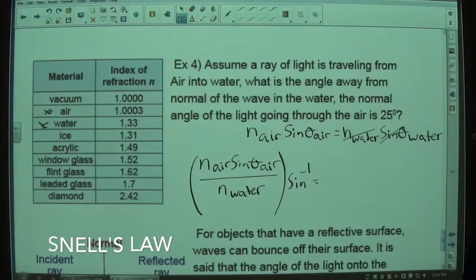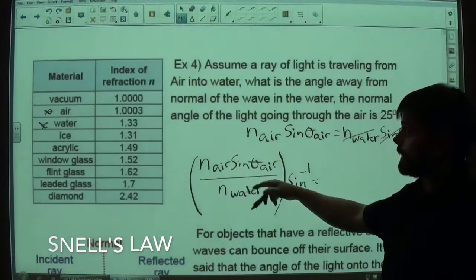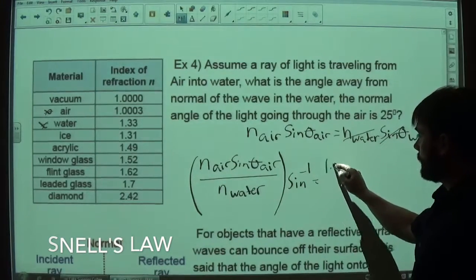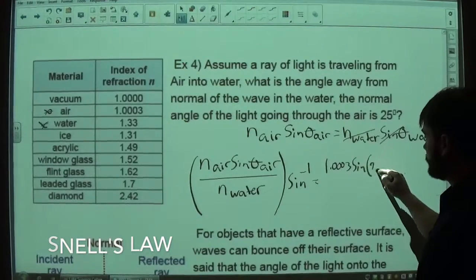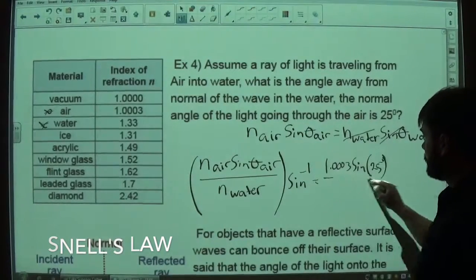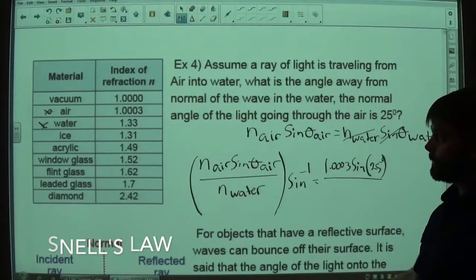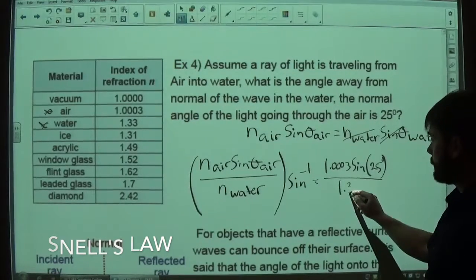So let's plug in the values that we got. Index of refraction for the air is equal to 1.0003. The sine of theta, which is 25 degrees, for the angle going in, and then the index of refraction for the water is equal to 1.33.